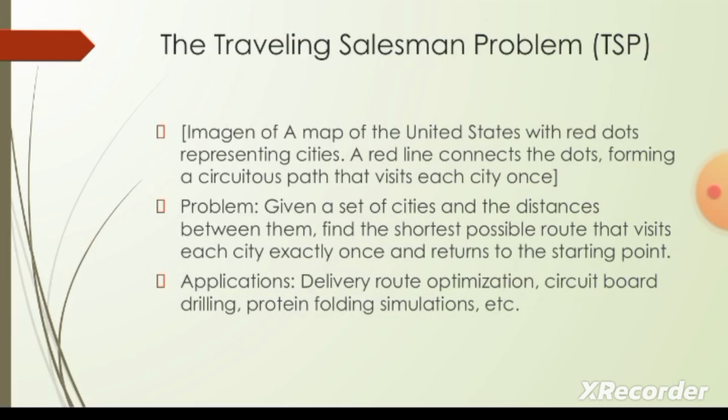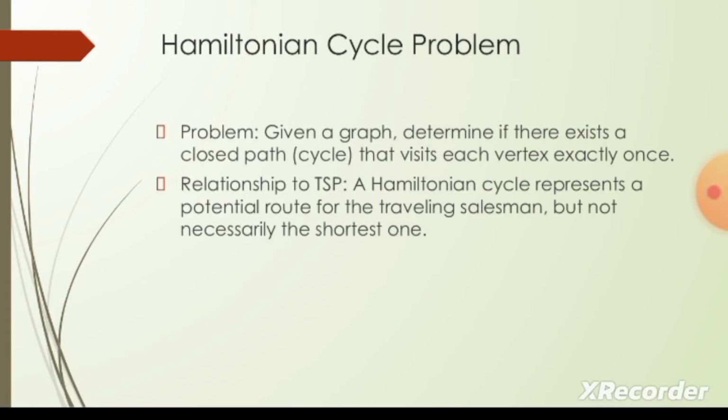This is the traveling salesman problem. So next one is Hamiltonian cycle problem. Given a graph, determine if there exists a closed path, like a cycle, that visits each vertex exactly once. So, the relationship to the traveling salesman problem: a Hamiltonian cycle represents a potential route for the traveling salesman, but not necessarily the shortest one.